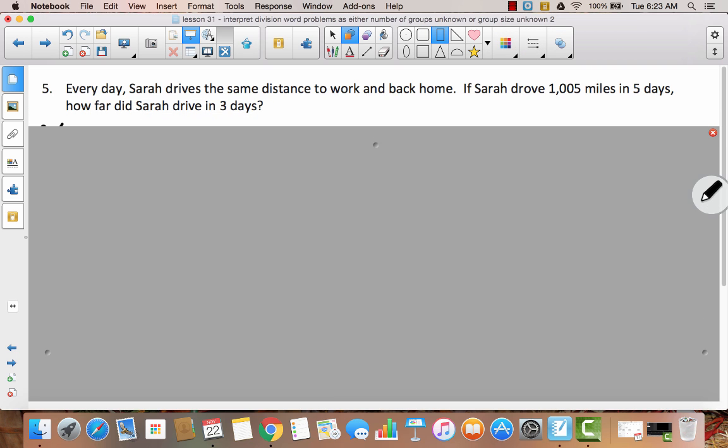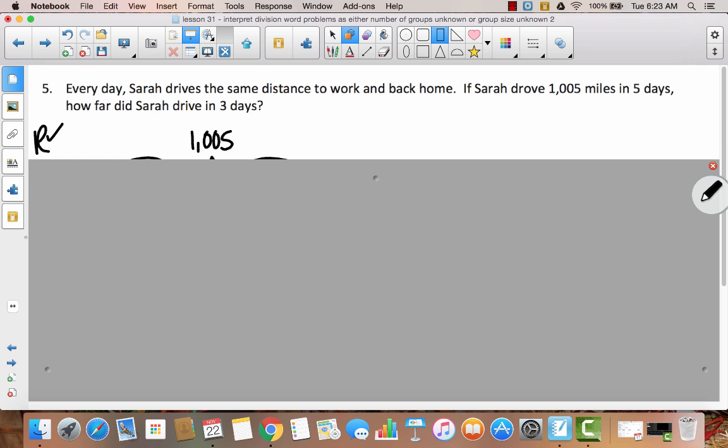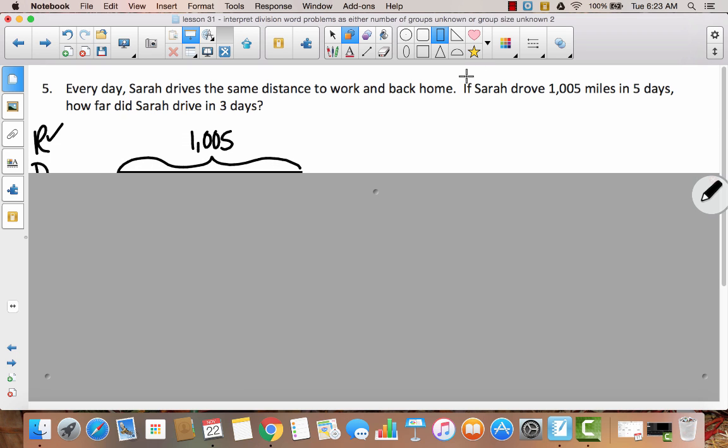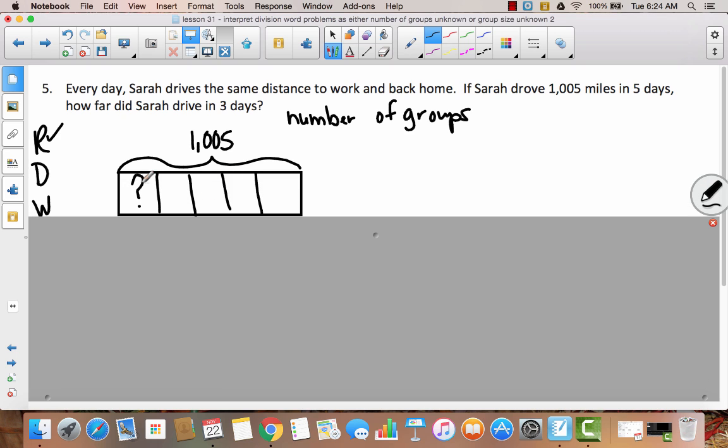Okay, so first of all, I know my total is 1,005 miles because it tells me right off the bat. And it says that this is how far she drove in 5 days. So that's going to tell me the number of groups. I know that this is happening over 5 days, so I have 5 groups. I'm trying to figure out how much is in each group, or how much did she drive per day. So when I drew my tape diagram, I divided it into 5 parts because there were 5 days, and I wanted to know how much she drove in 1 day. So how can I figure out how far she drove in 1 day? Well, I could use division, right?